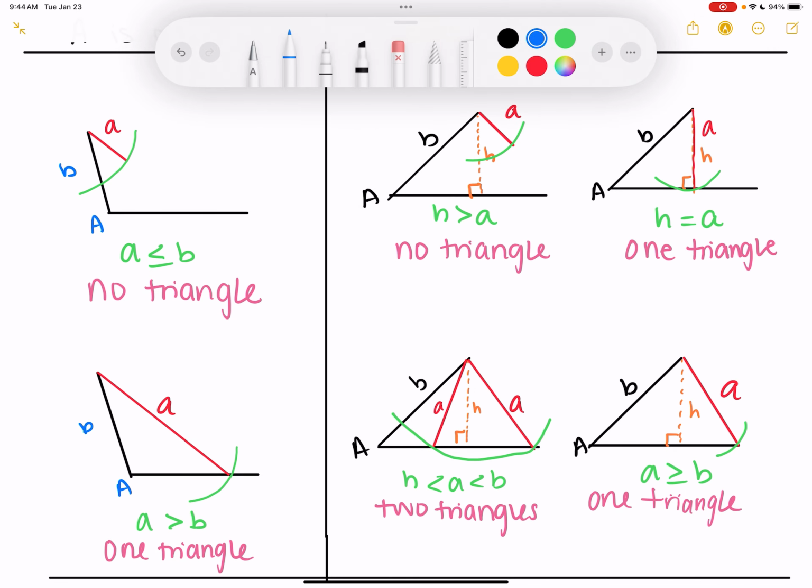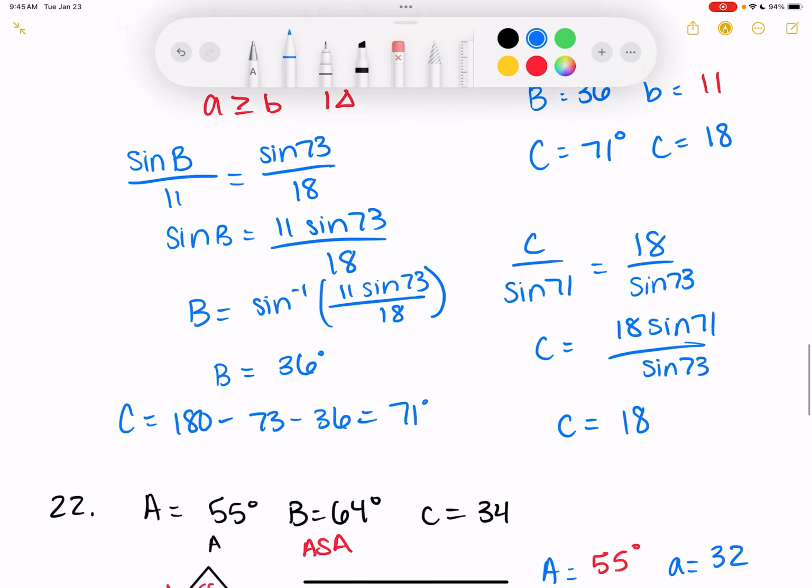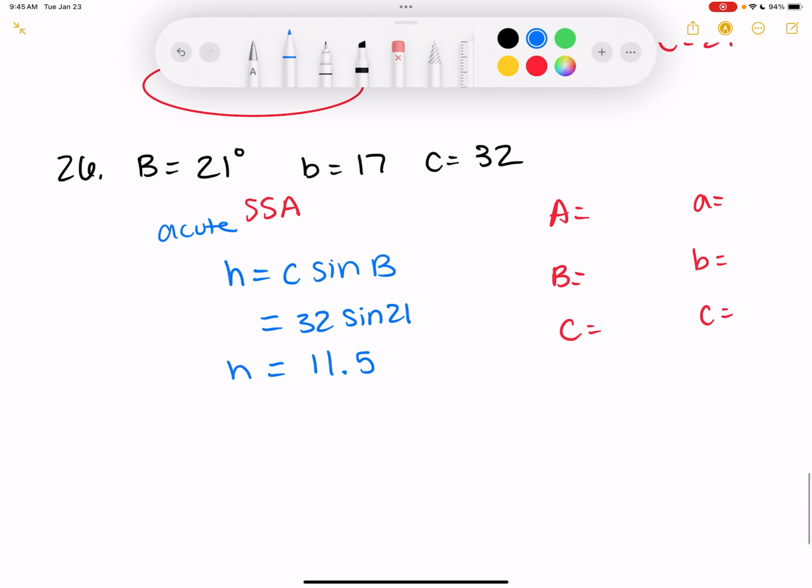So is H greater than B? No. Is H equal to B? No. Is H less than B less than C? Yes. So what does that mean? Two triangles. So H less than B less than C, so I'm going to have two triangles.